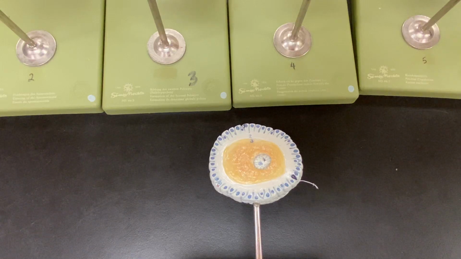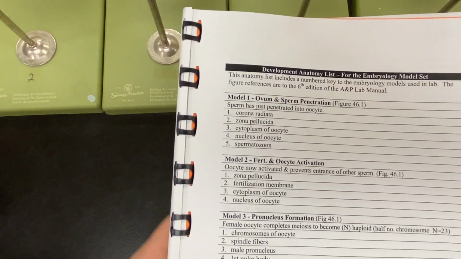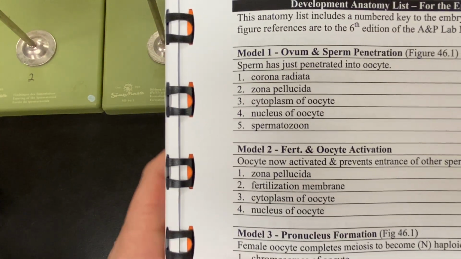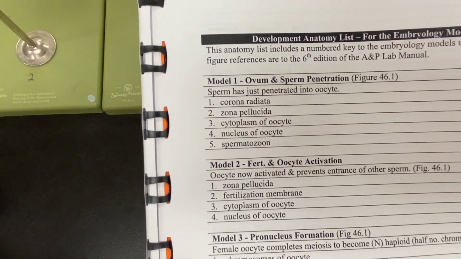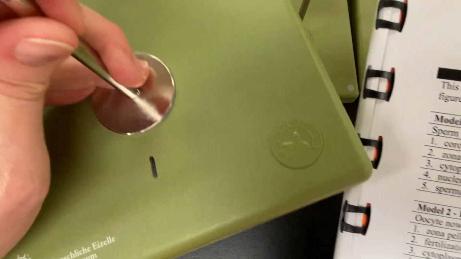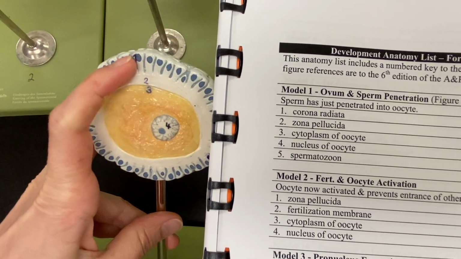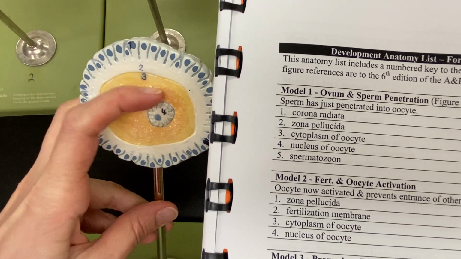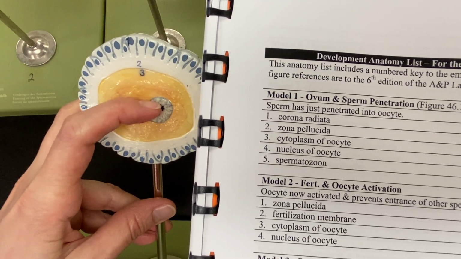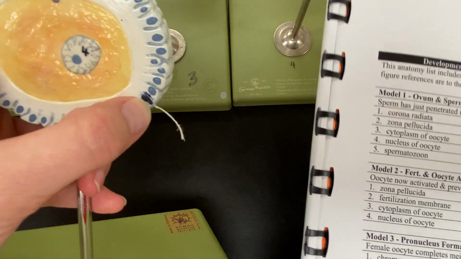So we are here with the embryology model set, and we're going to be covering this last part, page 36, if you are playing along at home. And on this, see how we've got in the notes the Model 1 ovum and sperm penetration. And on here we have Model 1. And then here it says structure number 1. Oh, here's a 1. This is, in fact, the corona radiata. And number 2 is the zona pellucida. And number 3 is the cytoplasm of the oocyte. Number 4 is the nucleus of the oocyte. And the number 5 on that dark blue there is, in fact, the sperm.